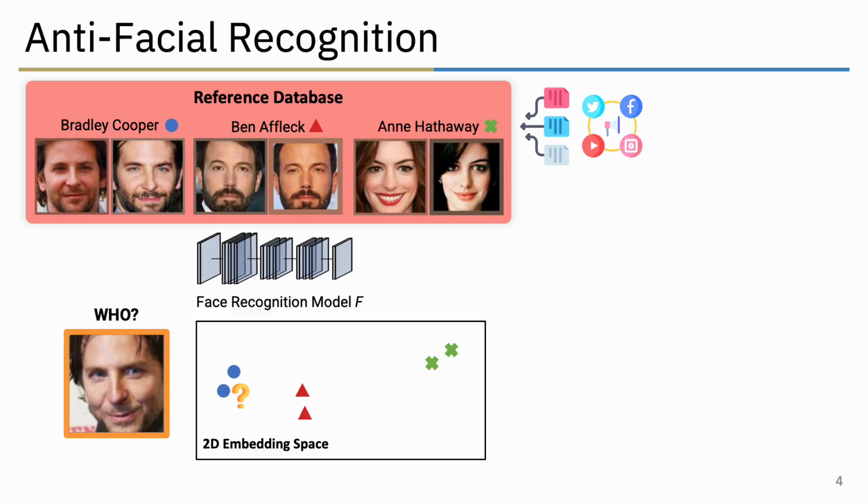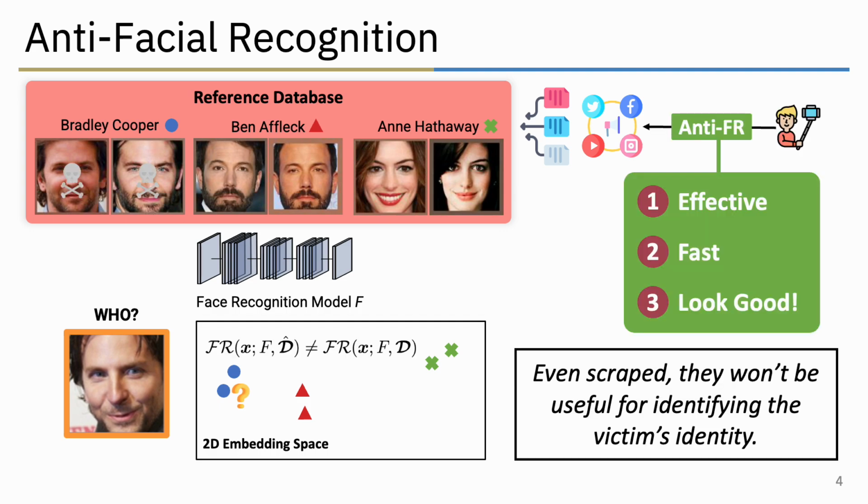To combat unauthorized FR, we need techniques that allow us to protect ourselves proactively, and this is where anti-FR solutions come into the picture. Before sharing our photos online, we can pass them to an anti-FR solution to pre-process them, such that when they are out there, maybe scraped by privacy intruders to enrich their reference database, they will not be useful. A query image will not be matched to the correct reference images.